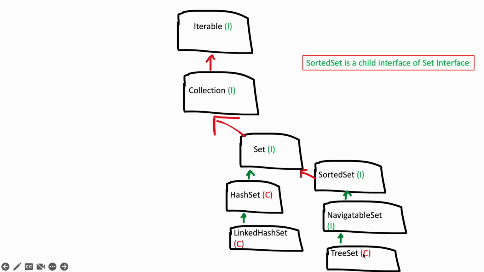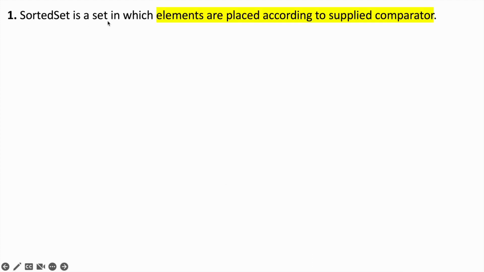So what is a sorted set? Sorted set is a child interface of the set interface. Sorted set is a set in which elements are placed according to a supplied comparator. So the elements will be ordered according to the supplied comparator. Here, what is a comparator?